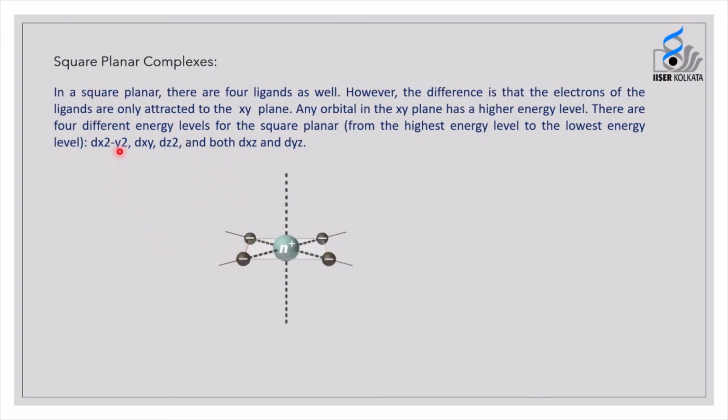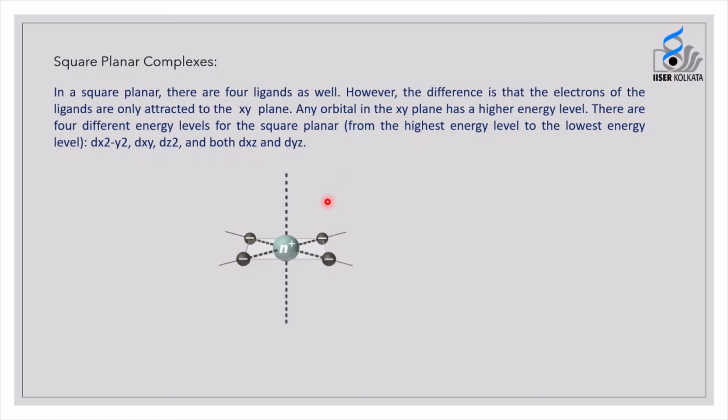In a square planar, there are four ligands as well. However, the difference is that the electrons of the ligands are only attracted to the xy plane. Any orbital in the xy plane has the higher energy level. There are four different energy levels for the square planar.